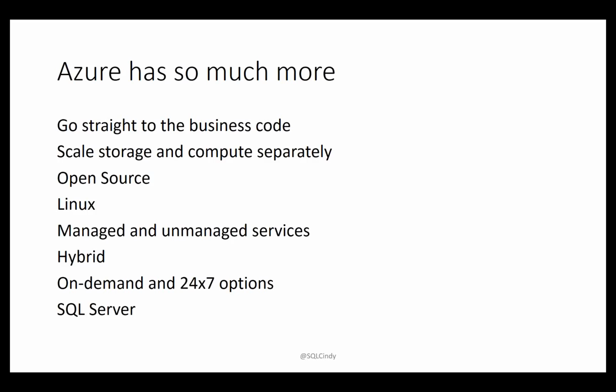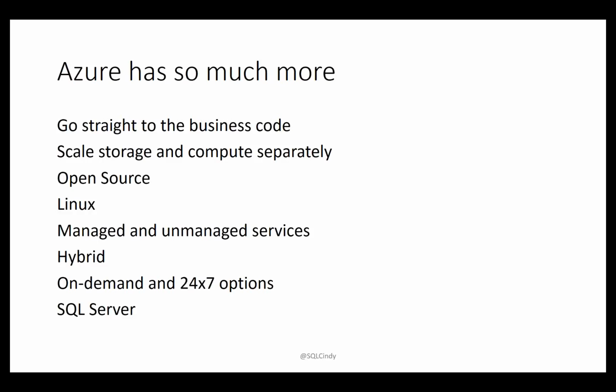So Azure takes your big data systems, it lets you go straight to the business code. You can do all sorts of interesting things because big data enables the separation of schema and data, and then the cloud enables that separation of storage and compute. So you can scale them separately, build them separately, secure them separately, whatever it might be. We have open source, we have Linux, we have both managed and unmanaged services. So if you want the fully managed Azure Stream Analytics, we've got that as a service. If you want Storm as an open source streaming service, we've got that as well via HDInsight, or you can spin it up on your own in Azure VMs.